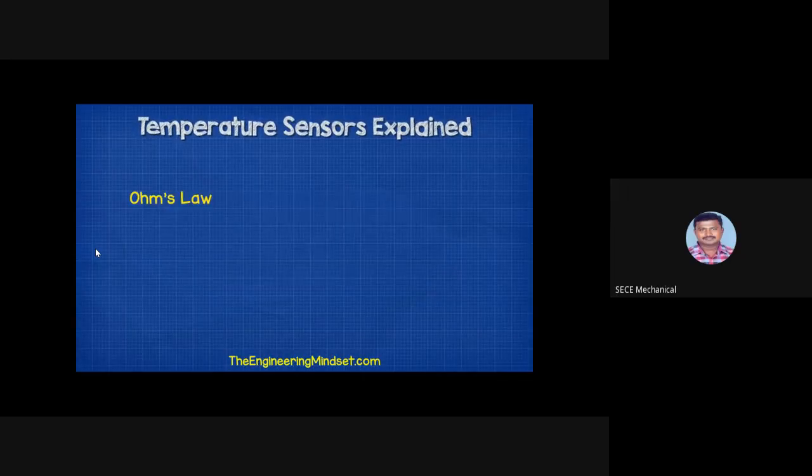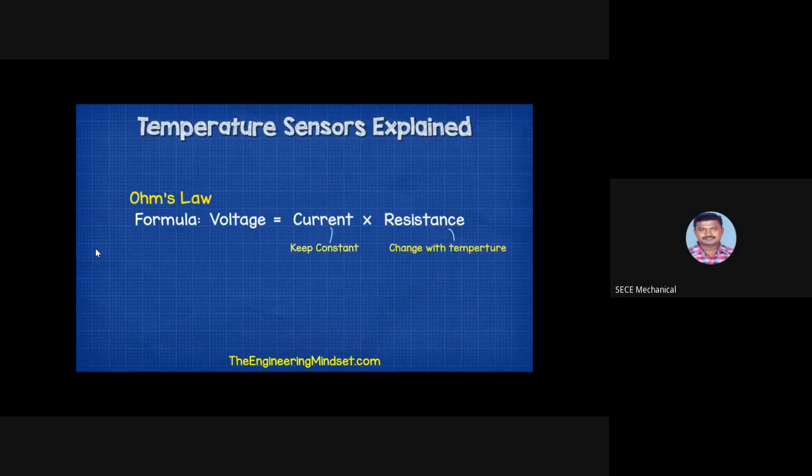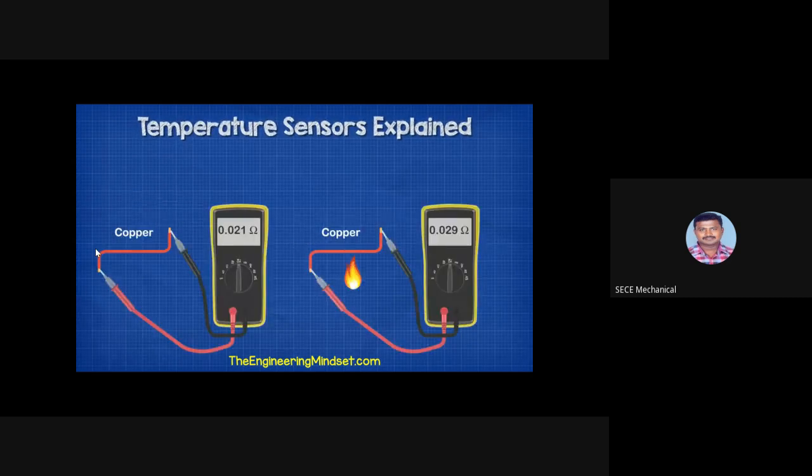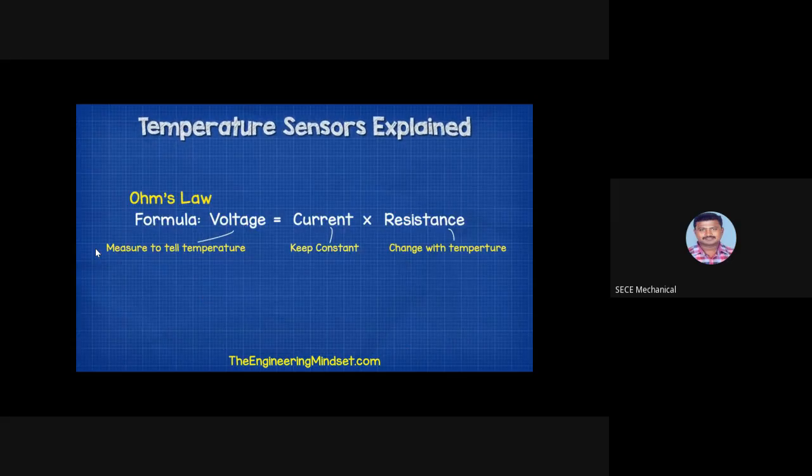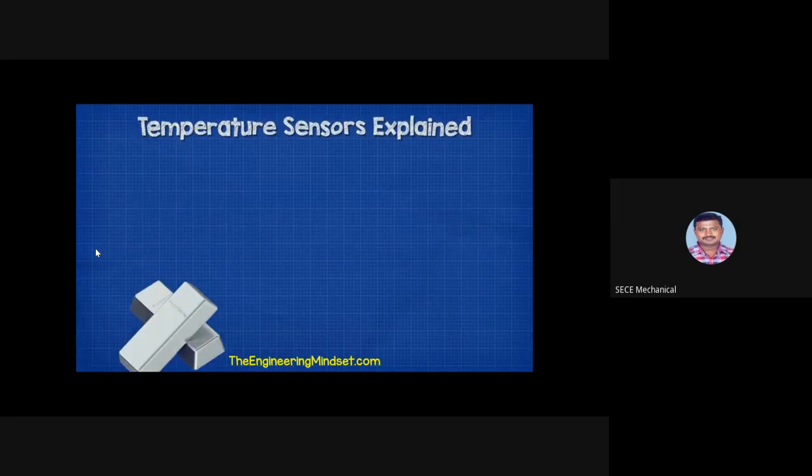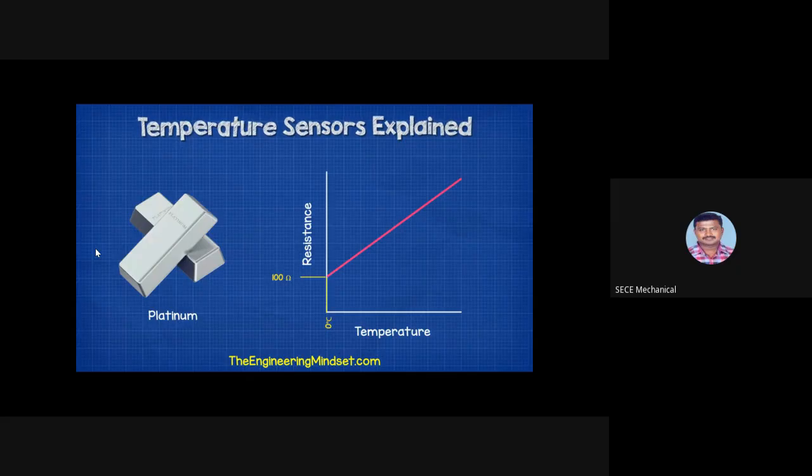So using a formula known as Ohm's law, voltage is equal to current multiplied by resistance. This means that as long as we keep the current the same, a change in resistance will cause a change in voltage. And as temperature changes the resistance of material, we can measure the voltage to tell the temperature. We will use a material like platinum, which has a near linear resistance to this temperature gradient.